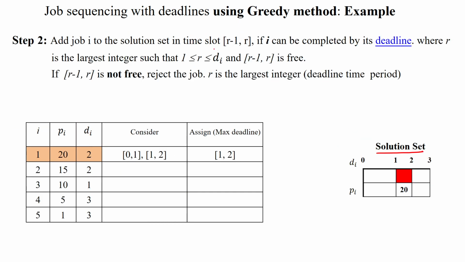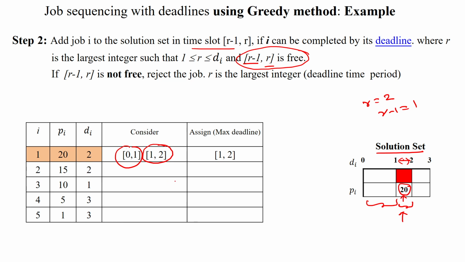Here we select the solution set based upon the time slot. The r value is 2, so we check r minus 1 and r. r is 2, r minus 1 is 1, so there are two slots, 0 to 1 and 1 to 2. The maximum time slot is 1 comma 2. First we have to check whether this time slot is free or not. Yes, as of now it is free, so we select the job with profit value 20 and assign it in the time slot 1 to 2.